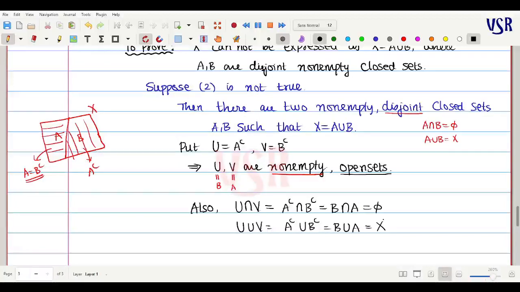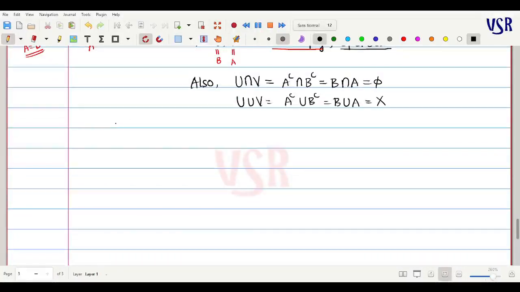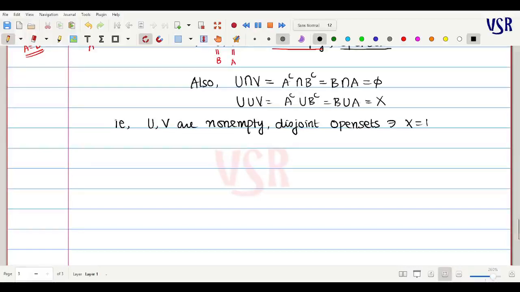So let me state it: U, V are non-empty disjoint open sets such that capital X is equal to U union V. This must imply that capital X is disconnected. Correct? That is a contradiction.